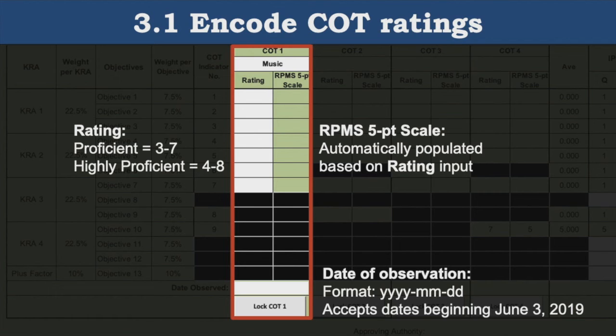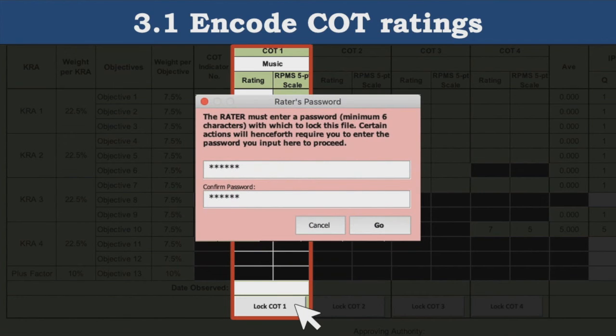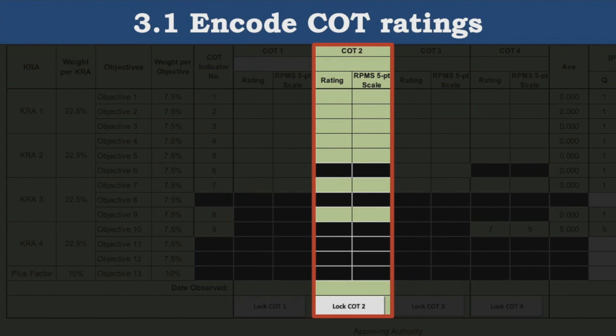After entering the date of observation, the rater will then click the Lock COT1 button, which prompts for the rater's password. The rater will then nominate or set a password with minimum 6 characters. This password will be used later when locking other COT columns and finalizing Part 1, so it's important that the rater must not forget this. After confirming the password, the rater will click the Go button. This locks COT1 and enables COT2.